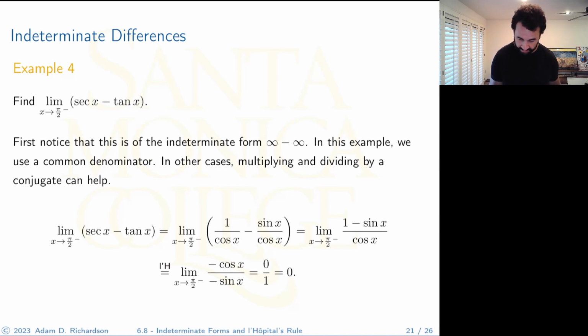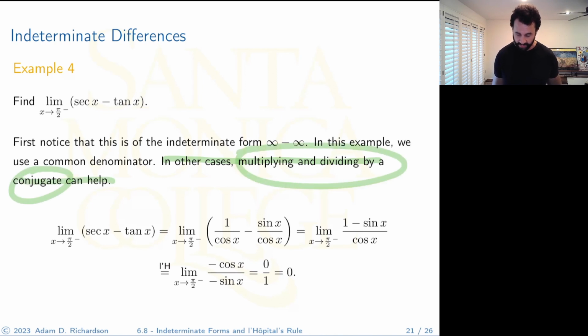One other thing I want to add before I proceed is this. In other cases, multiplying and dividing by a conjugate can help. I don't include an example of this here, but I do include an example of it on the activity. Just keep in mind that if you have an indeterminate difference, multiplying and dividing by a conjugate can be one approach that works. Again, you're just multiplying by one, but you're multiplying by a clever one, and that clever one happens to be the conjugate divided by itself. So keep that in mind for the homework and for the activity. Now let's proceed with the calculation.